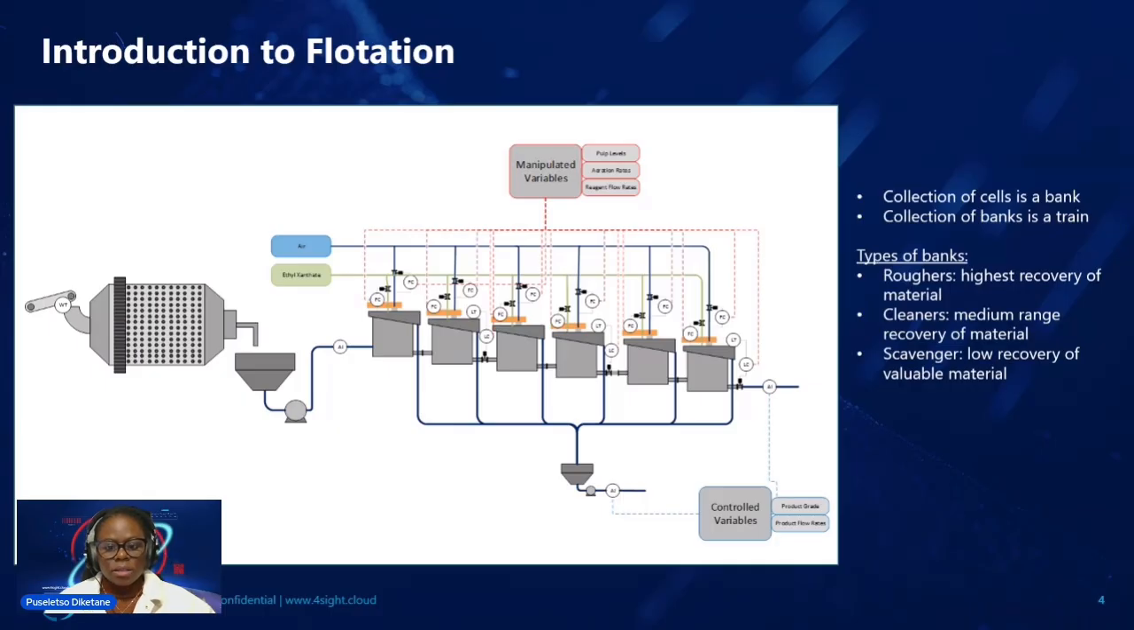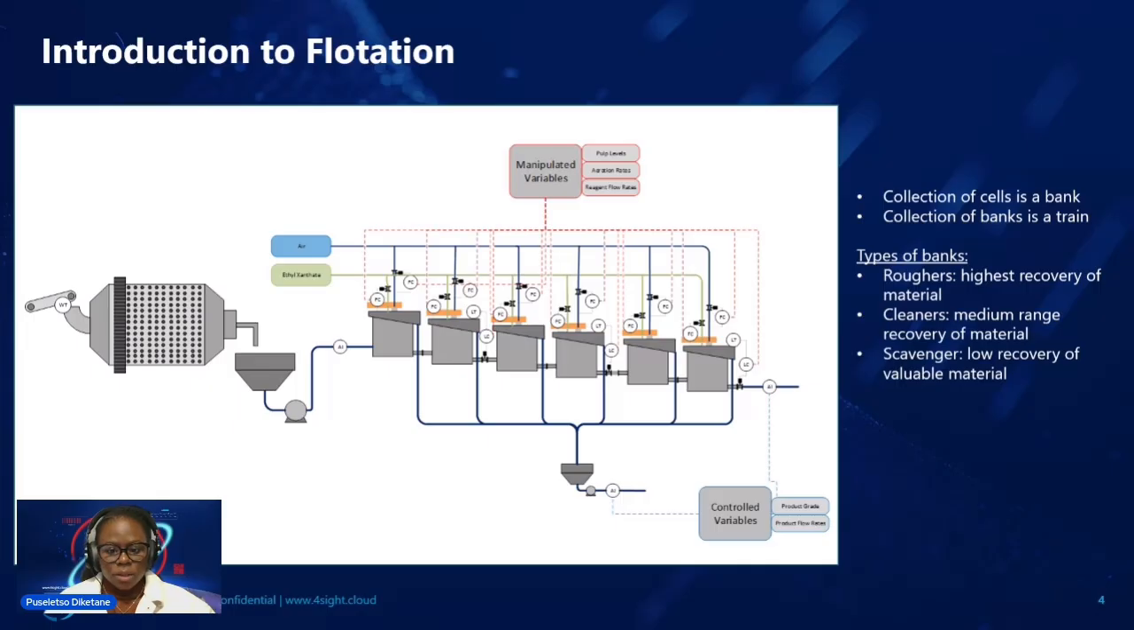Now, the different banks of cells that we find in the froth flotation space firstly include your roughers, where we see the highest recovery of your valuable material. We then have your cleaners, where we see about a moderate recovery of our valuable materials. And lastly, we have our scavengers, which is the final stage of recovering the smallest amounts of valuable material that can still be present in the process before we send our material to the waste section.